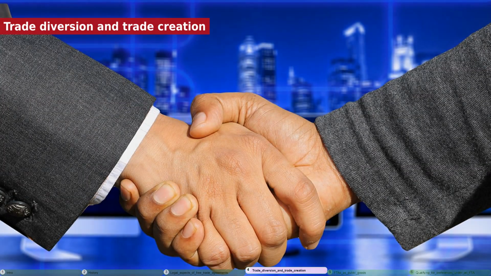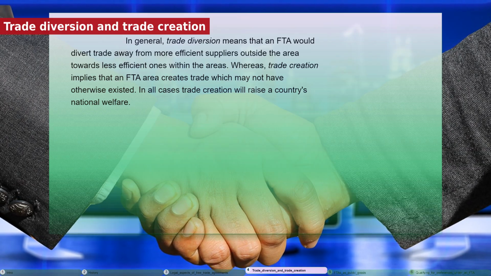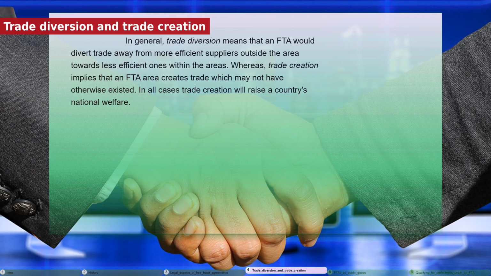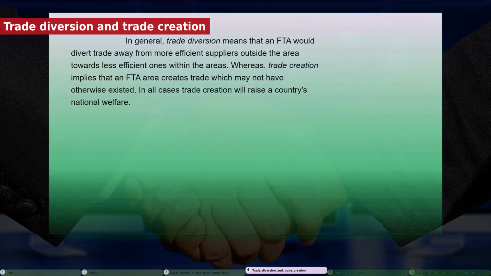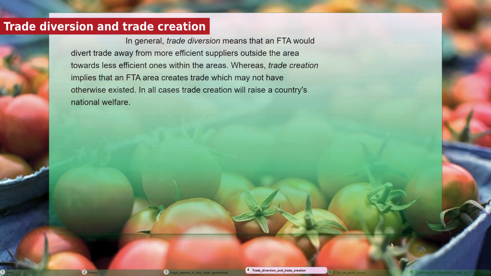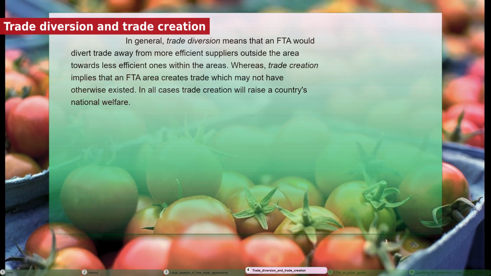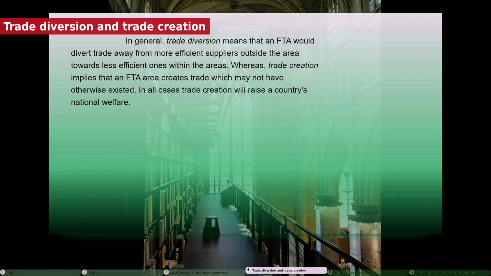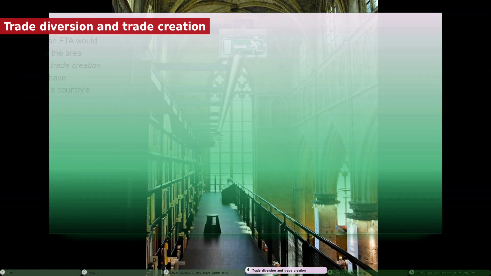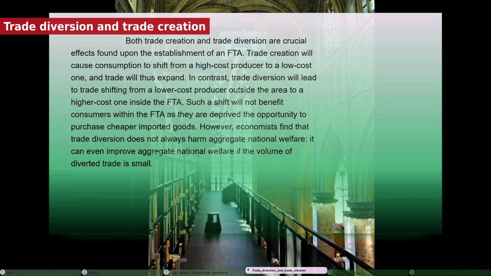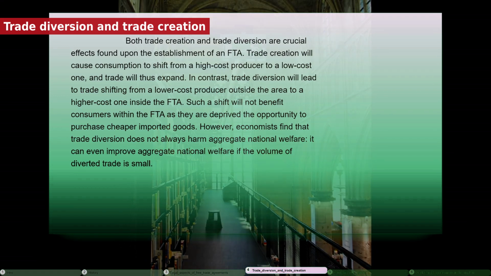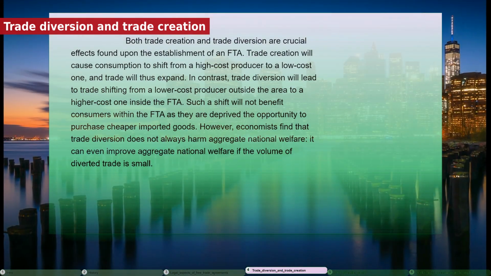I've heard about trade diversion and trade creation, but what do they really mean? Trade creation leads to scenarios where trade shifts from high-cost producers to lower-cost ones within the FTA, which boosts national welfare. Conversely, trade diversion draws trade away from efficient external suppliers to less efficient internal ones, which can be detrimental, especially for consumers facing higher prices.